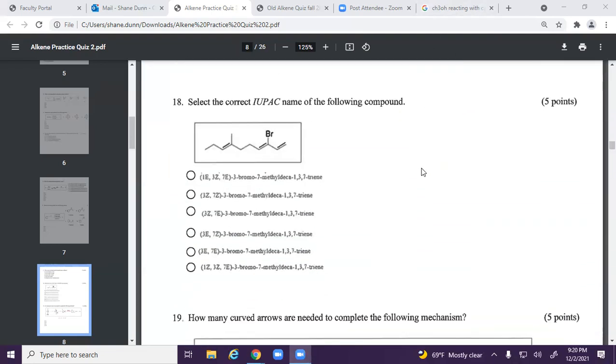Yeah. Select the correct IUPAC name for the following compound. Yep. So, where am I going to start?